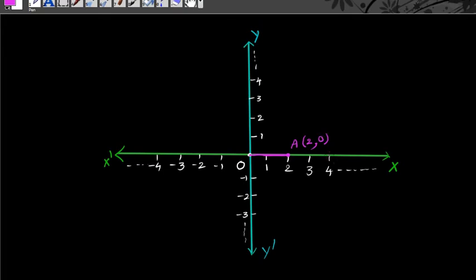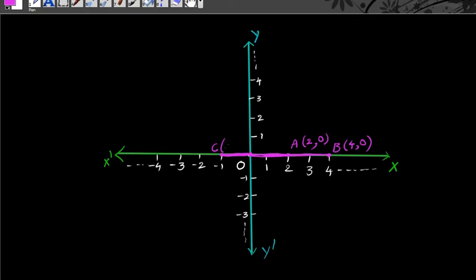In the same process, I have taken this point B. This also lies on the x-axis. So the distance from the origin to that point, how much is the distance here? 4 units. So 4. How much is the distance of this point from the y-axis? That is 0. In the same process, here we consider a point C. This is at a distance of 1 unit from the origin.